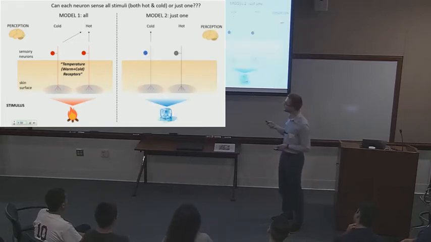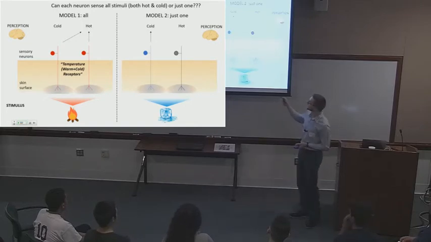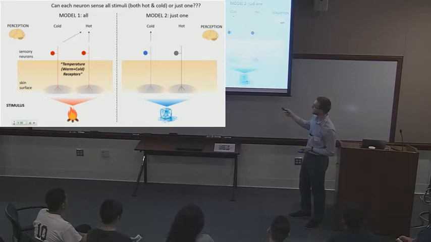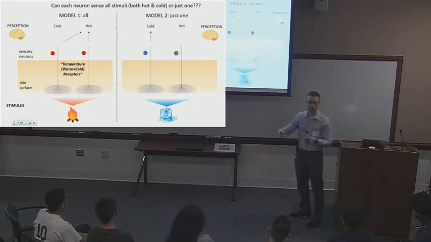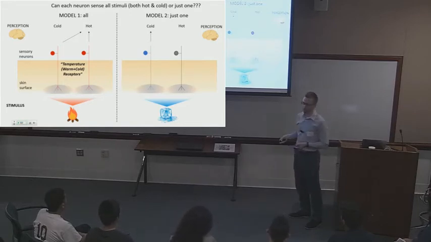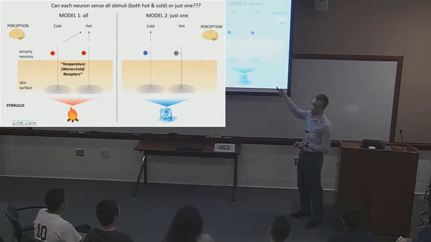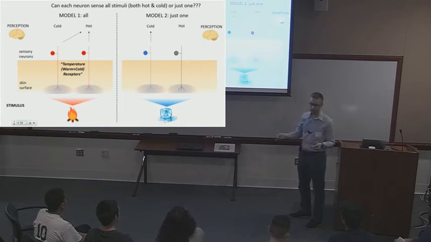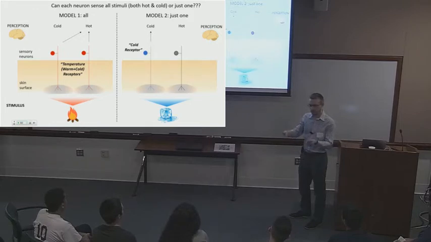But here's a different possibility. Again, we will call this our second model. We are touching an ice cube. One neuron is capable of responding to cold temperature, and it gets activated, so we feel cold. But the other neuron is incapable of responding to cold temperature, so it stays silent. But one is enough to transmit information about cold, so we feel cold. And we will call this neuron a cold receptor because it's specific for cold temperature.